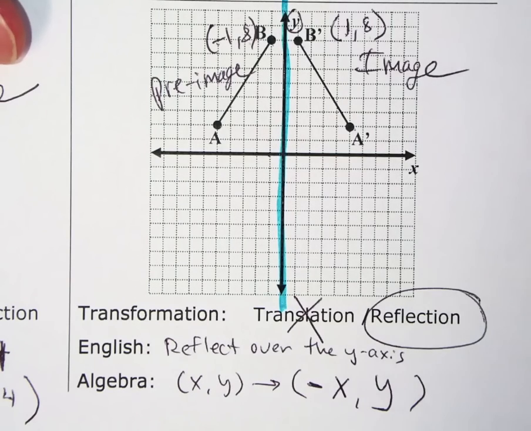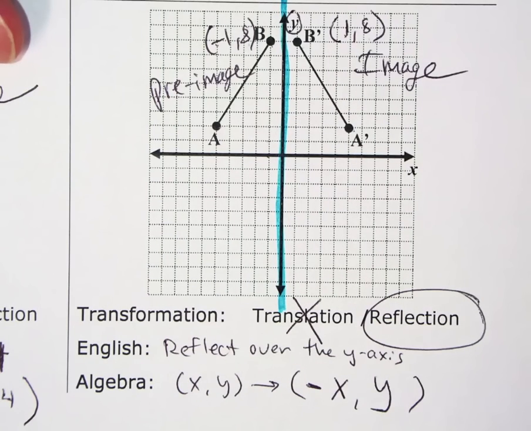There you go. That's doing 2 different types of transformations, translations, and reflections. Good luck.